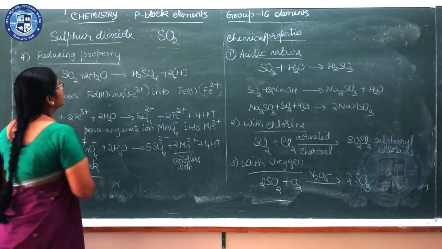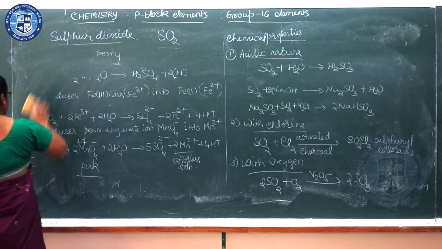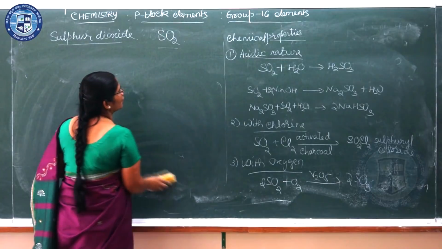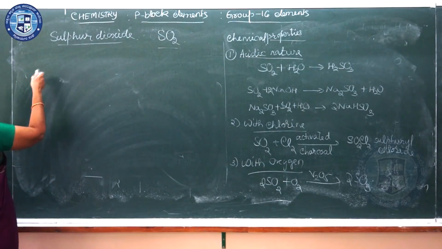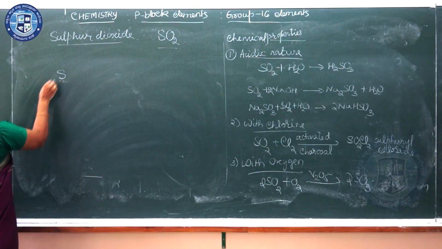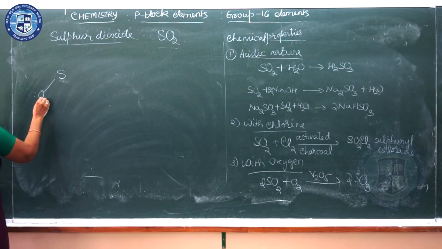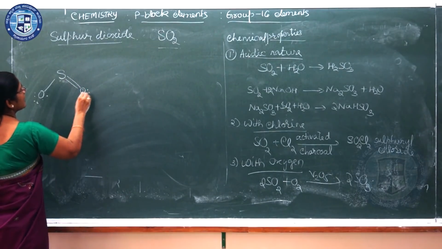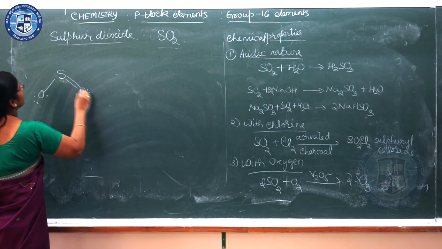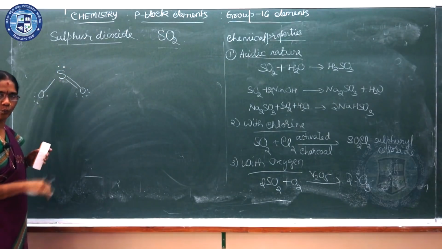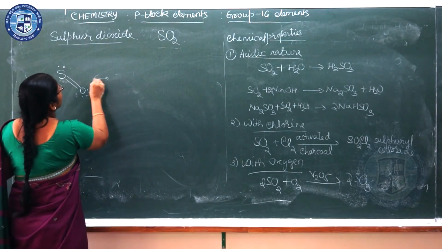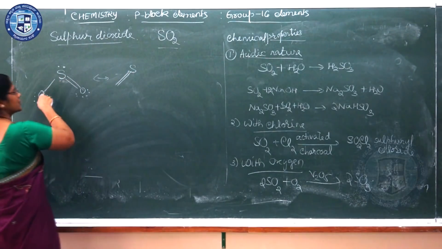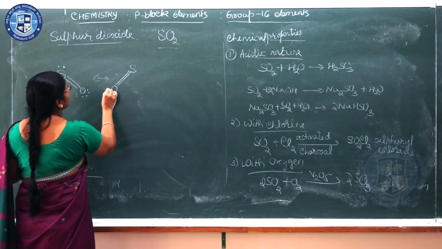Now, about the structure of sulfur dioxide, it is very similar to the structure of ozone, because sulfur is in the same group. It has a coordinate bond. Here it is a simple multiple covalent bond. This is one canonical form which is in equilibrium with another canonical form where the positions of these double bonds are different.